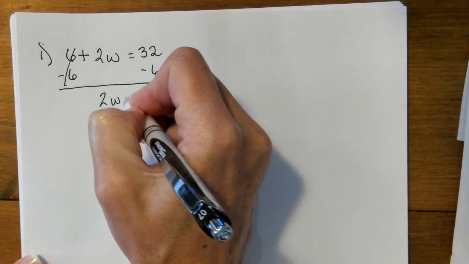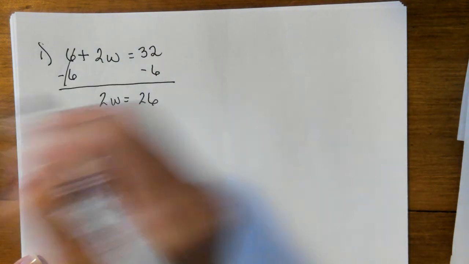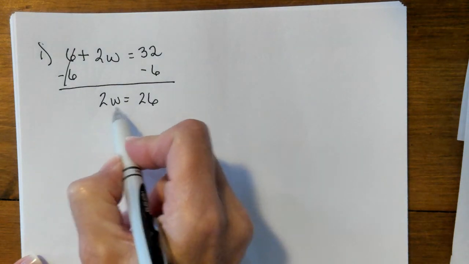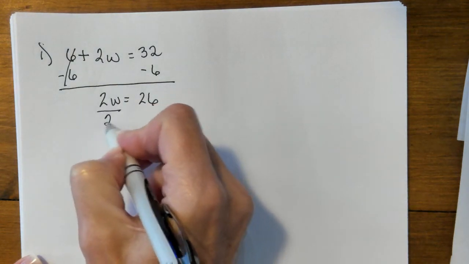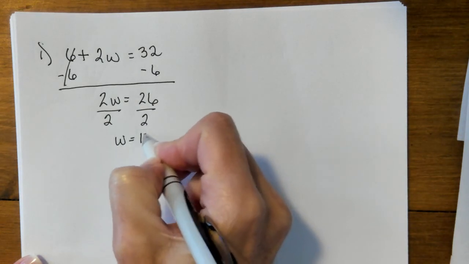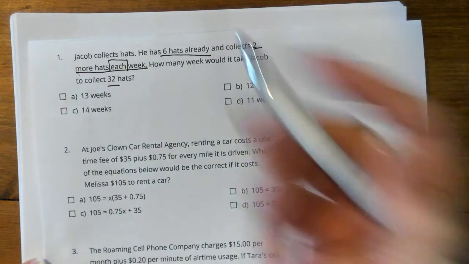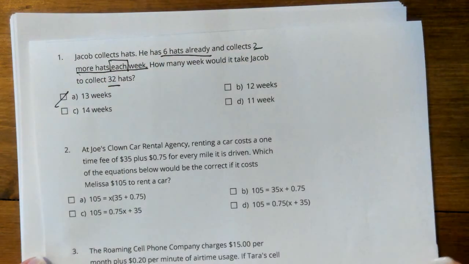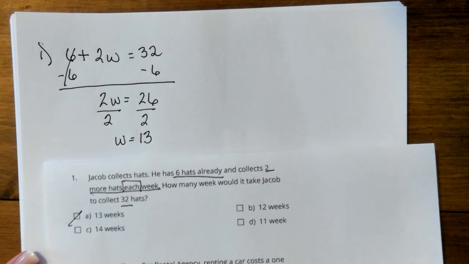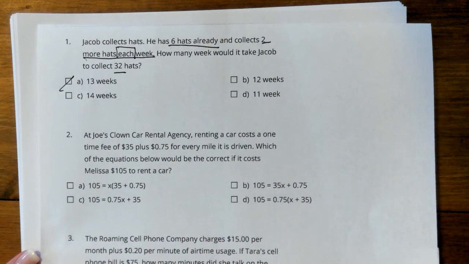So then I've got 2w equals 26. Still solving for w, got to isolate. This is multiplying. So we're going to divide, and w will equal 13. So in 13 weeks, he would have 32 hats. Okay, so that's what you're going for there. I think you won't have any problem solving it. I just want to make sure you can get it set up the right way.